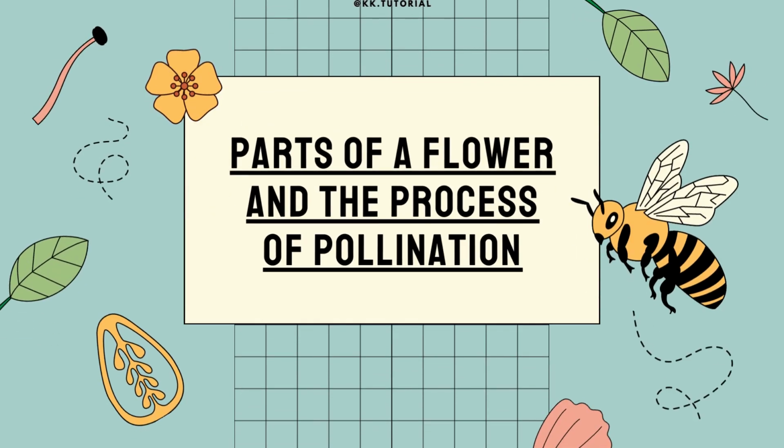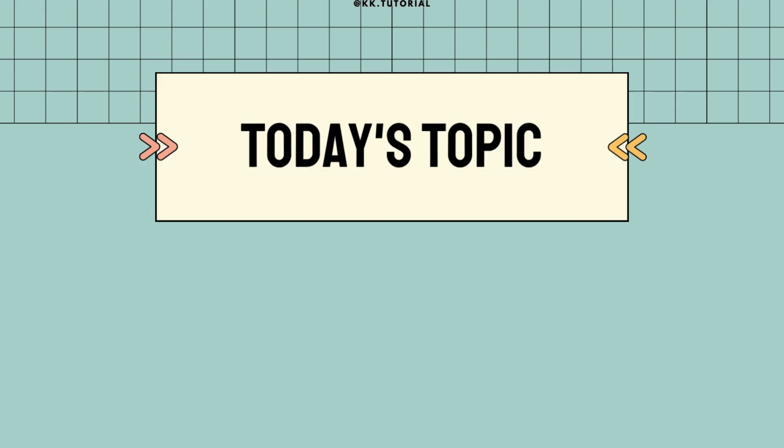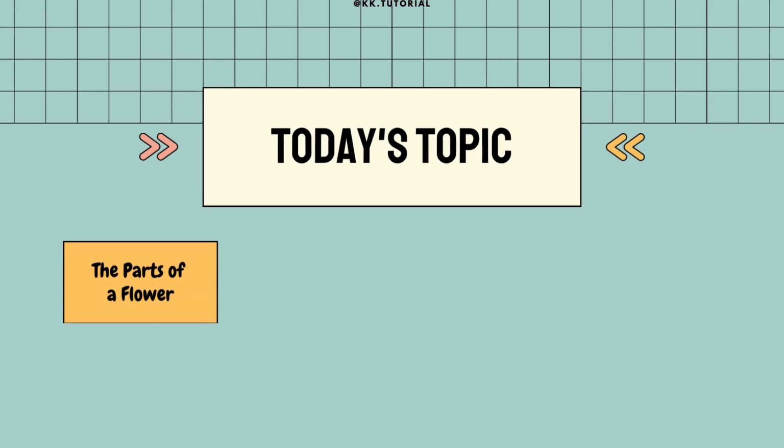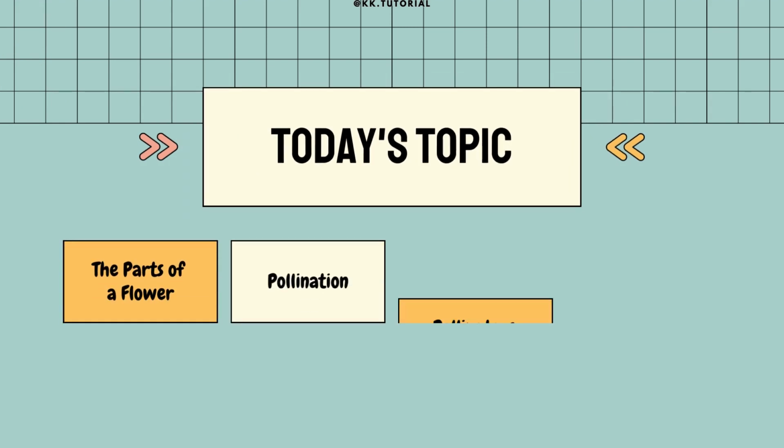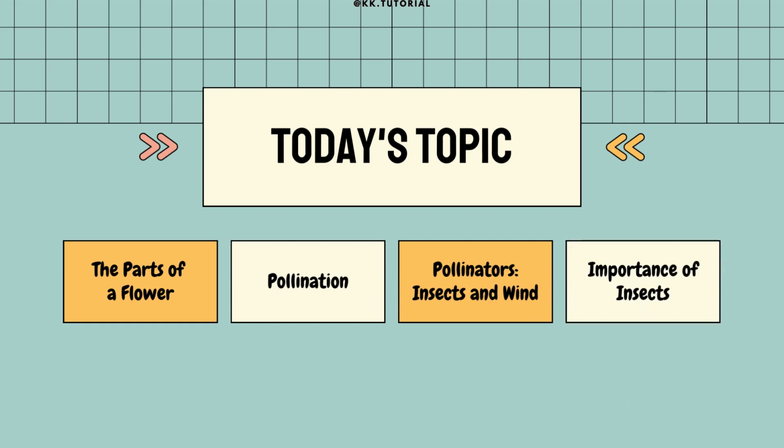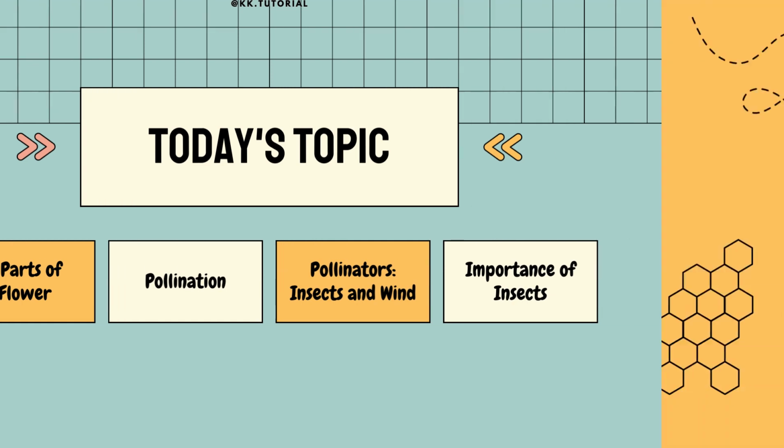Today we will study about the parts of a flower and the process of pollination. So in this video we will learn about the parts of a flower, pollination, pollinators such as insects and wind, and at the end we will discuss the importance of insects in the process of pollination.